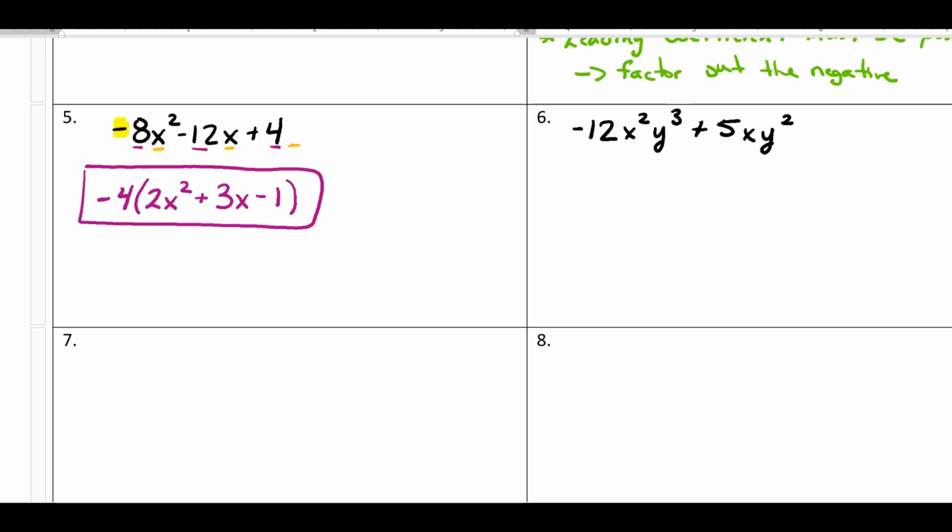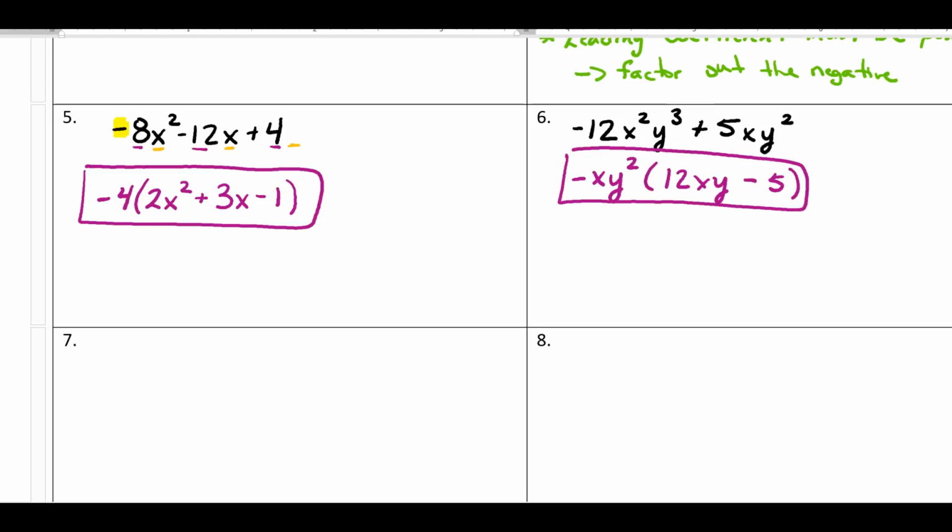Alright, if you're ready, I'm going to show you the answer here in just a second. Our answer is negative xy squared, which is our greatest common factor, and our leftover is going to be 12xy minus 5. If you looked, 12 and 5 have nothing in common, but we have to take out this negative, so in effect we're taking out a negative 1. And then of course, hopefully you noticed that we have 2 x's here and an x here, so 1 x comes out. And we have 3 y's here and 2 y's here, so 2 y's come out.